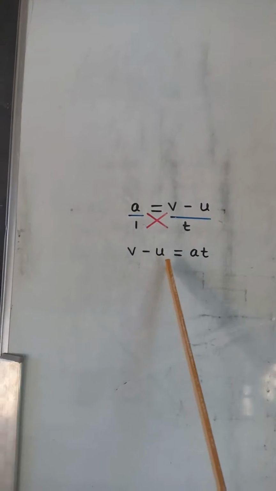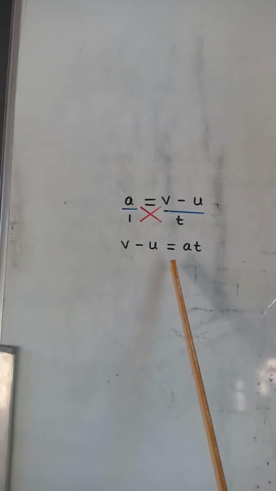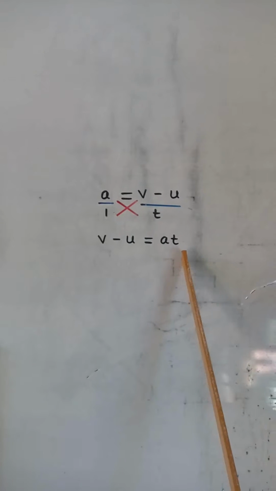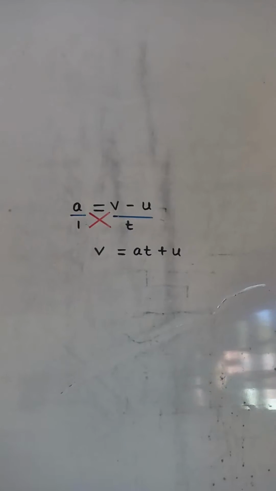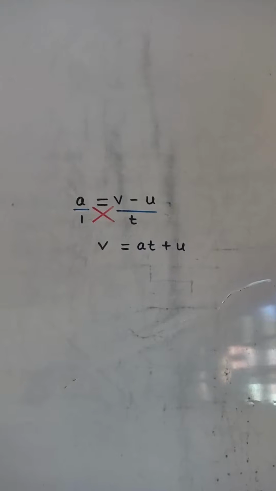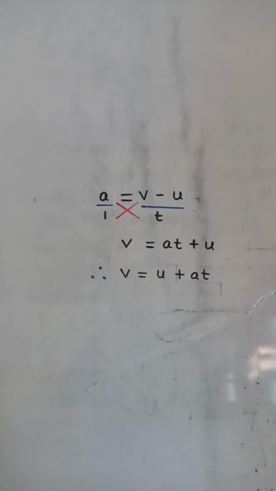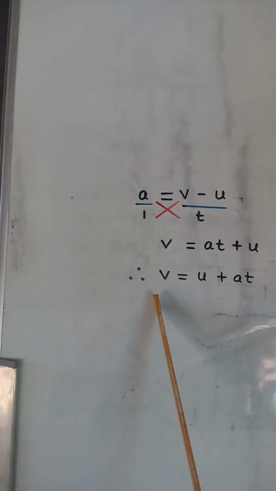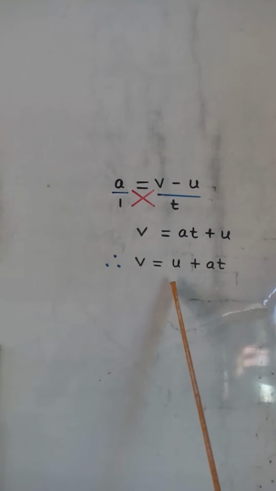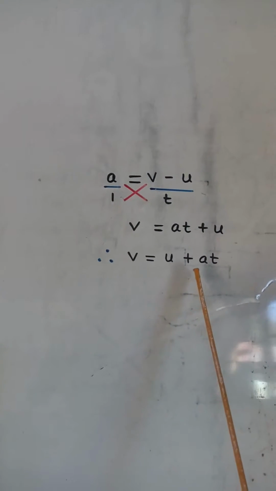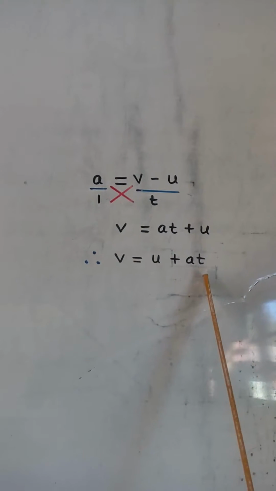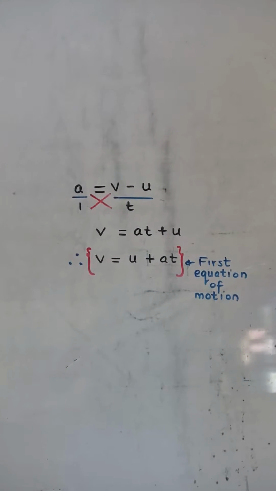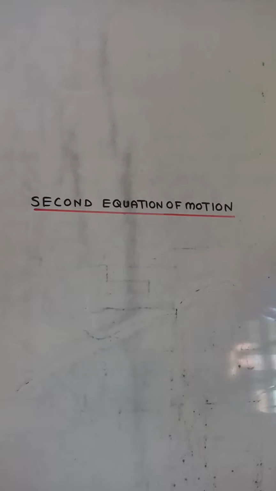Minus initial velocity is going to shift to this side. Then it is going to be plus initial velocity. Therefore, final velocity is equal to initial velocity plus acceleration times time, which is the first equation of motion.